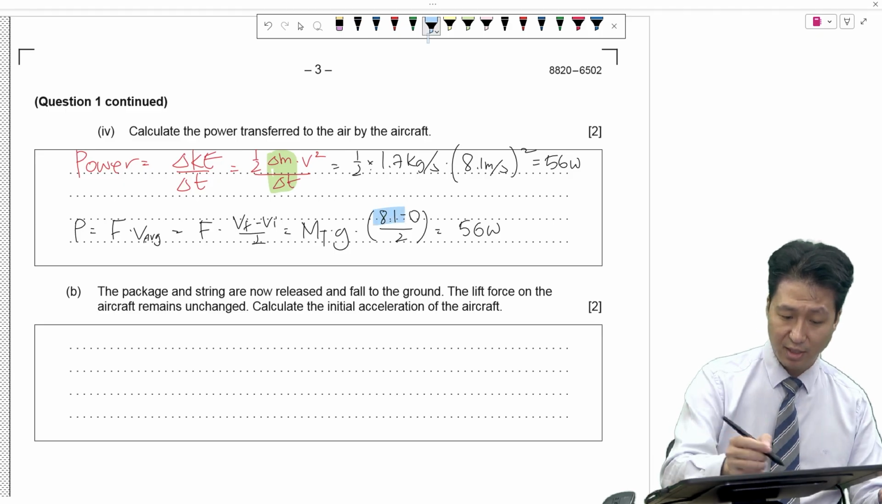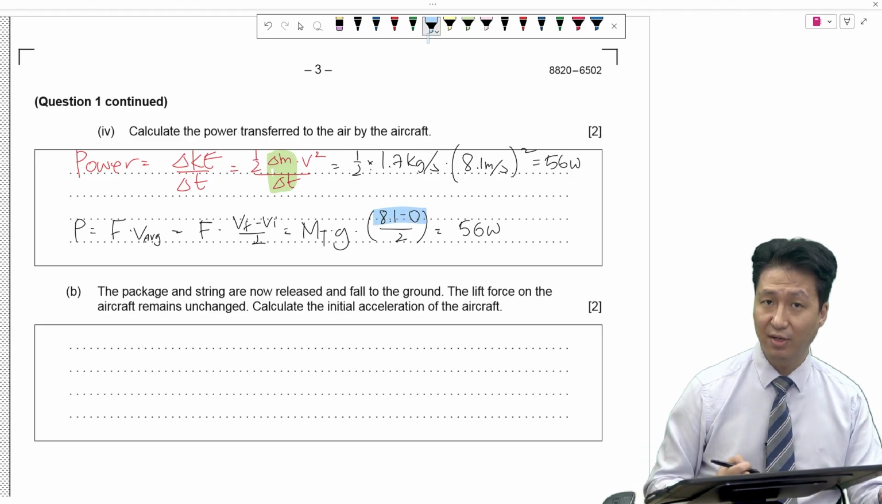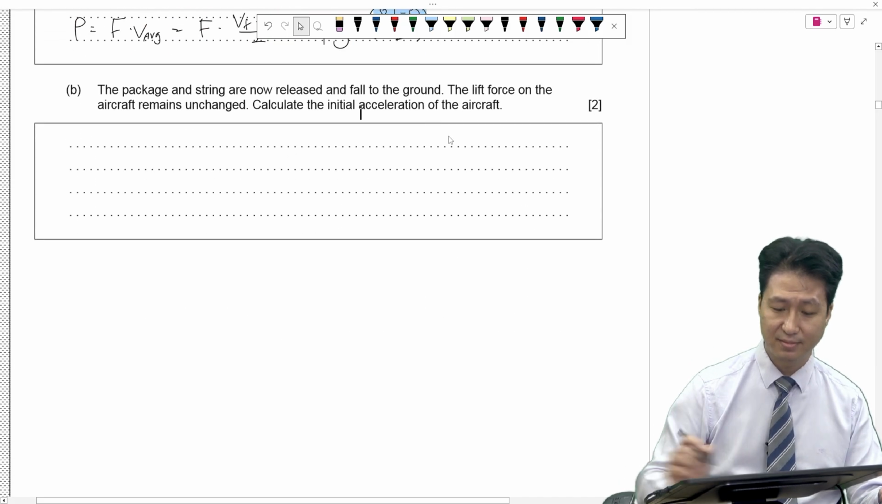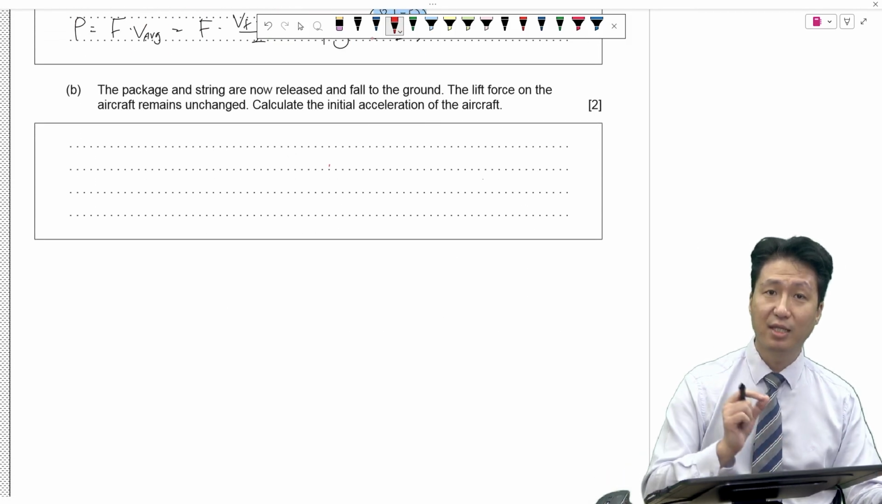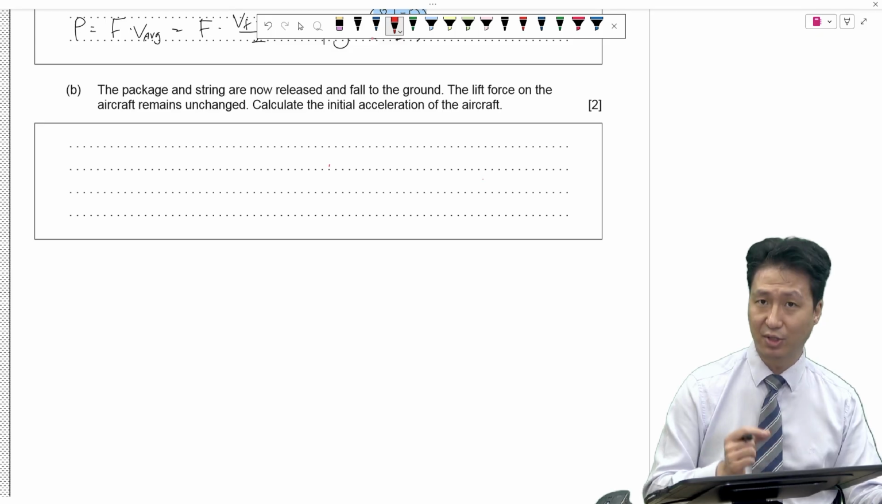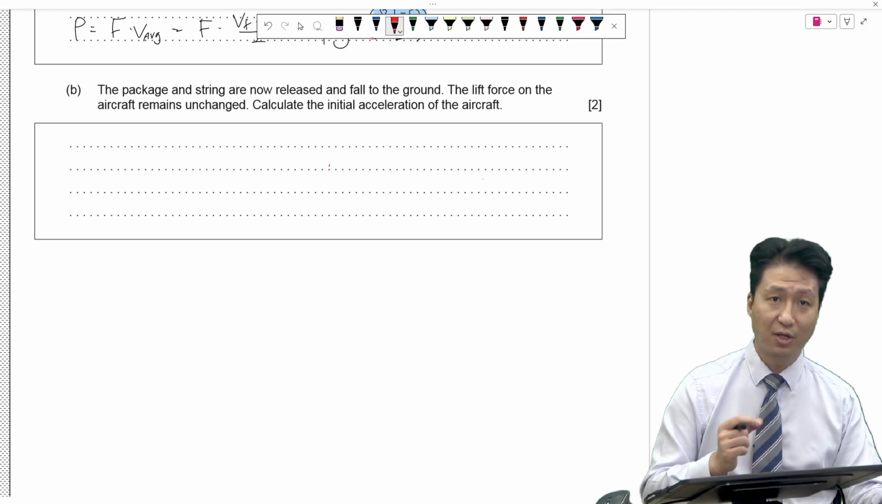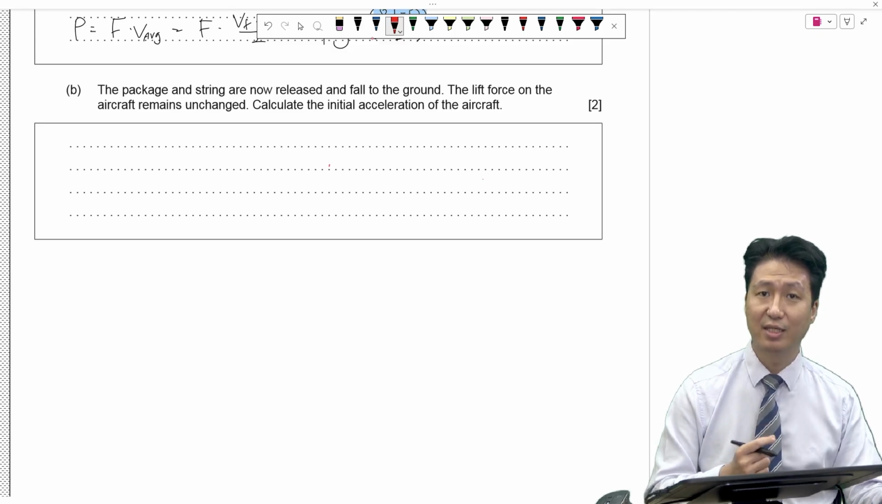So be careful with this. The tricky part here is you're not supposed to use only the final velocity. You have to use the average velocity. In the next part of this question, part B, the question reads, the package and string are now released and fall to the ground. The lift force on the aircraft remains unchanged. Calculate the initial acceleration of the aircraft.